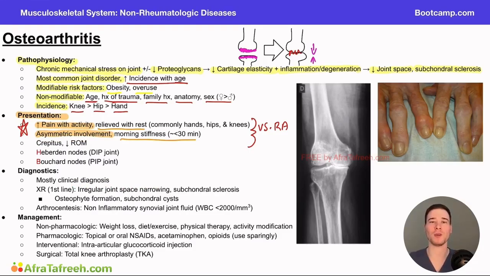Versus with osteoarthritis, we think about it as startup stiffness, if you will. We get going in the morning, it hurts when we get out of bed, but as we get moving, things start to improve. Towards the end of the day, things will get worse again because we're wearing them down. But again, that timing is a key differentiating factor from rheumatoid arthritis.